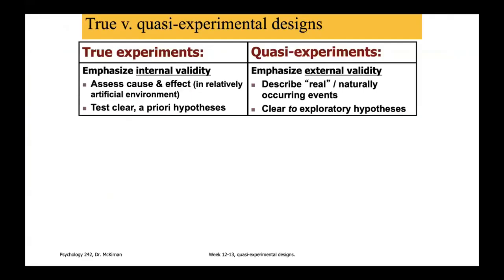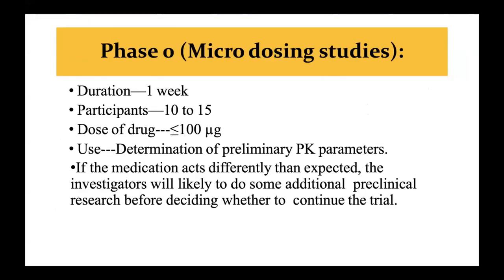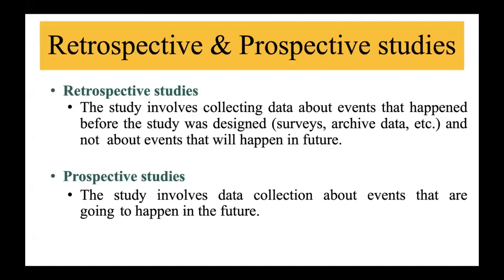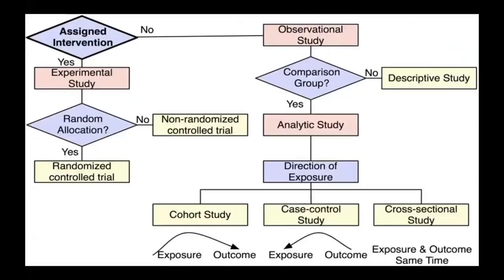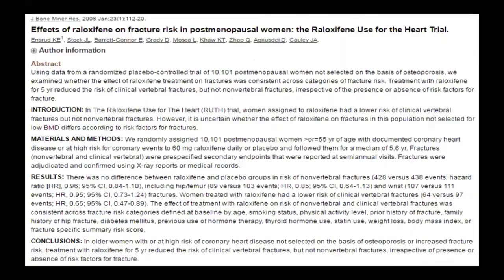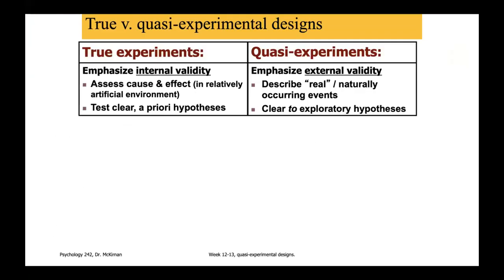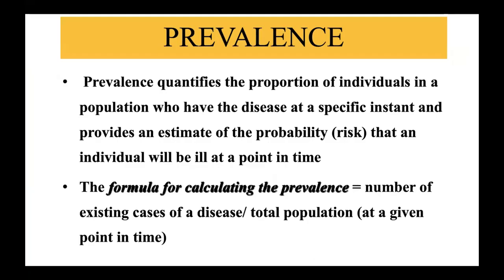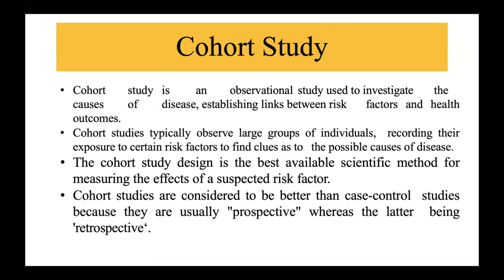If you go back, this is the cohort. There is exposure and you want to see the outcome. In case control, there is outcome and you want to see the exposure. These are two important things to understand between the two. So this is the cohort study.